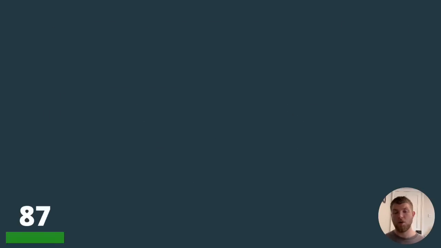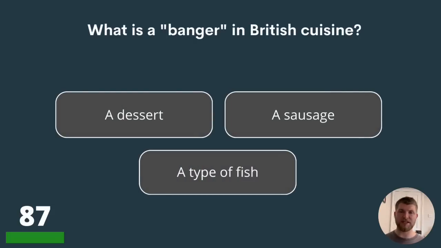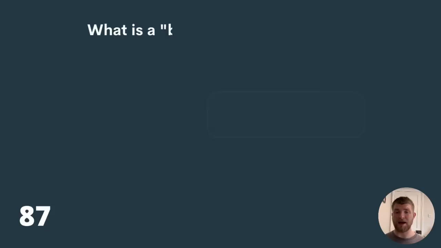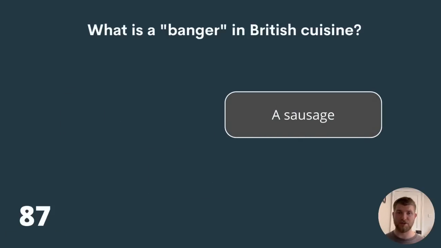87. What is a banger in British cuisine? Is it a dessert? Is it a sausage? Or a type of fish? Well, if for dinner you're having bangers and mash, you're having sausage and potato. The answer is a sausage.